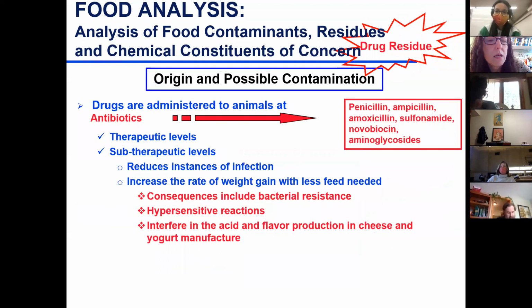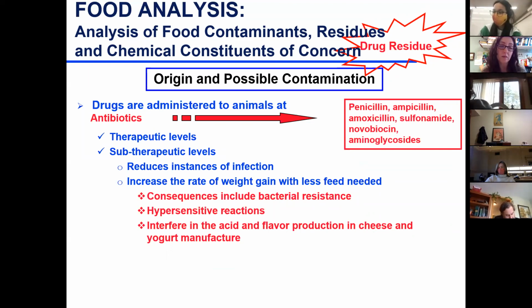Another category is the antibiotics. What are the drug residues? They are added to treat a sick animal, that we call therapeutic levels, but oftentimes they are used to enhance the growth, to increase the weight of the animals. So they're added at subtherapeutic level, to increase weight gain and also reduce chances of infection.